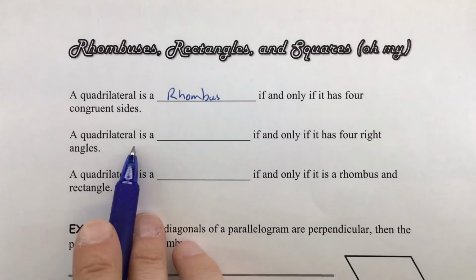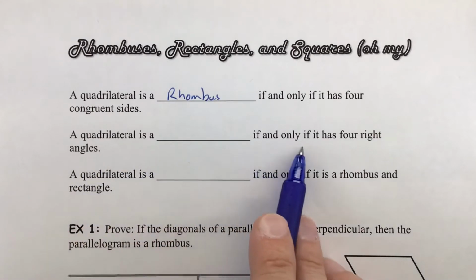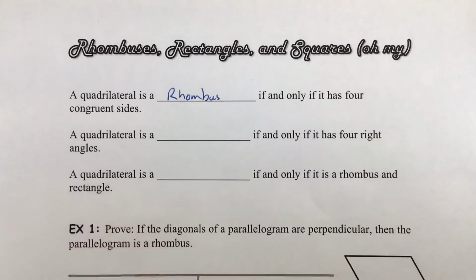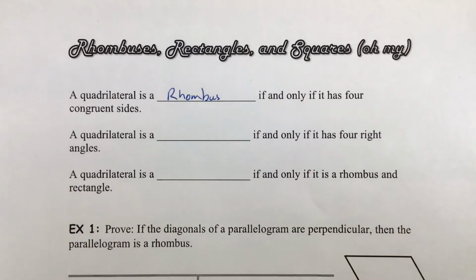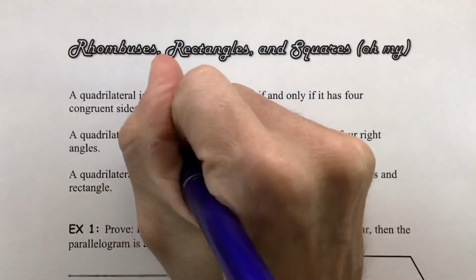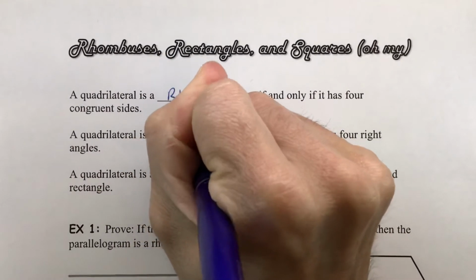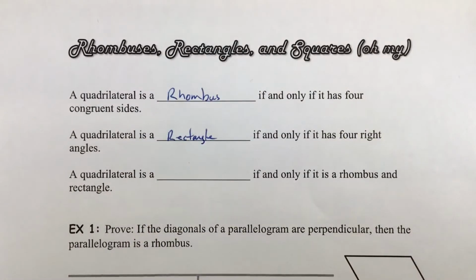Next one, a quadrilateral is a blank if and only if it has four right angles. Between the other two, they both actually have four right angles. The one that's going to fit the definition, though, is going to be rectangle. A rectangle has four right angles. That's its definition. It then becomes a parallelogram and carries all those properties just like the rhombus did.